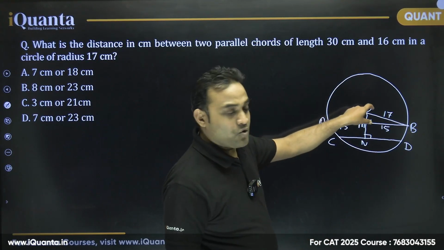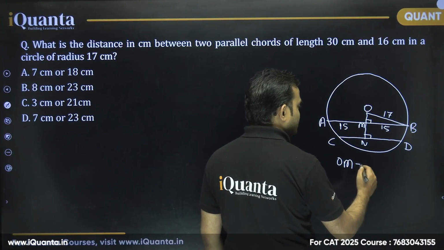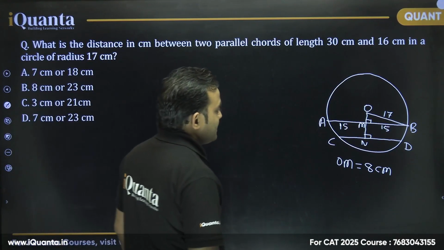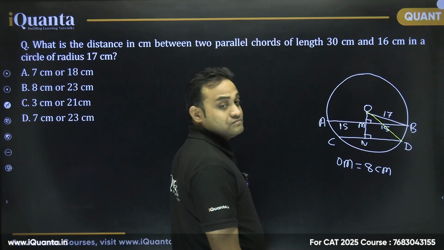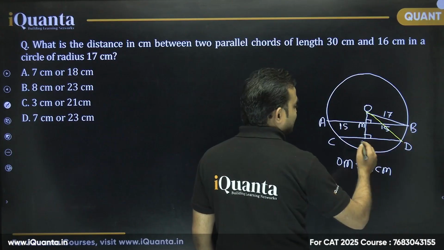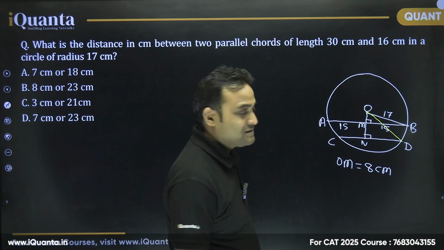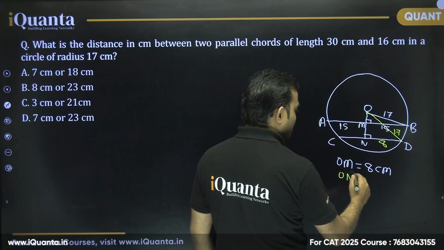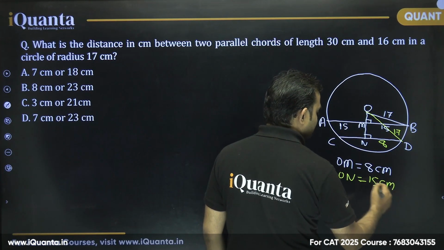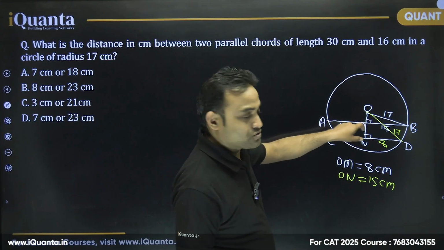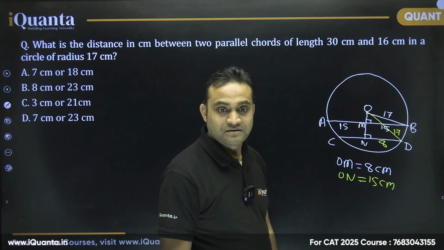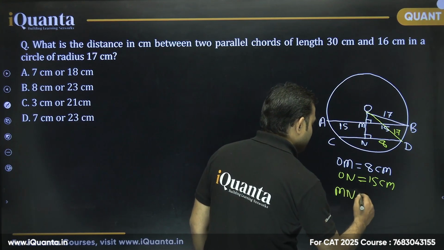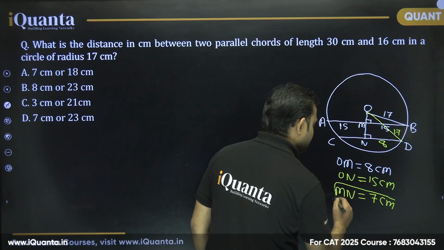What can we say about the length of OM? Using Pythagoras theorem, can we say OM will be equal to 8 centimeter, right? And then if I join OD, OD is also the radius, which is 17 centimeter. What will be the length of ND? CD is equal to 16, so ND will be equal to 8. Again OD is 17, ND is 8, so can we say ON will be equal to 15 centimeter? Now in that case, the length between these two chords AB and CD is nothing but MN, and MN will be equal to 15 minus 8, which is equal to 7 centimeter.